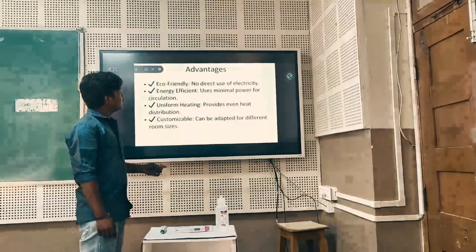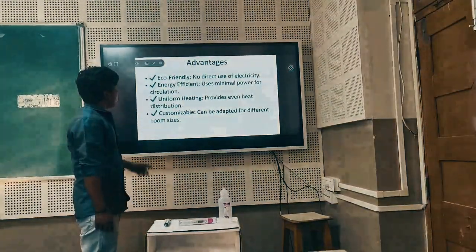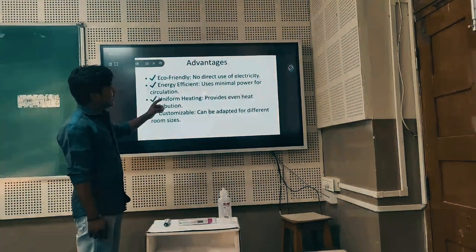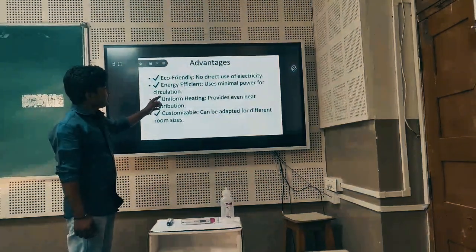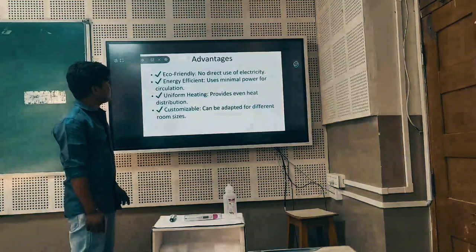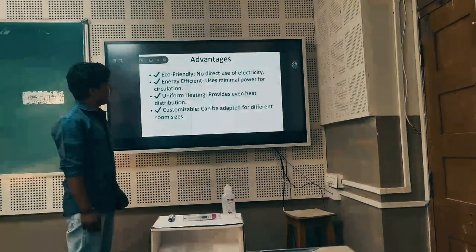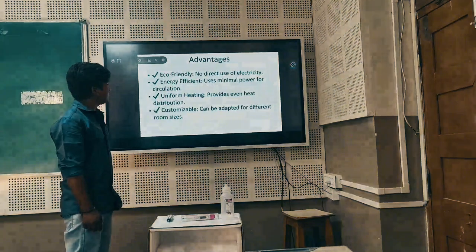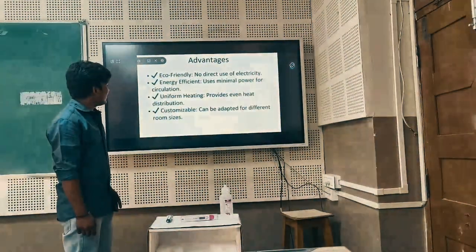Now I am going to tell the advantages of the eco-friendly heating system. Eco-friendly, no direct use of electricity. Next, energy efficient, uses minimal power for circulation. Uniform heating, provides even heat distribution. Customizable, can be adapted for different room sizes.